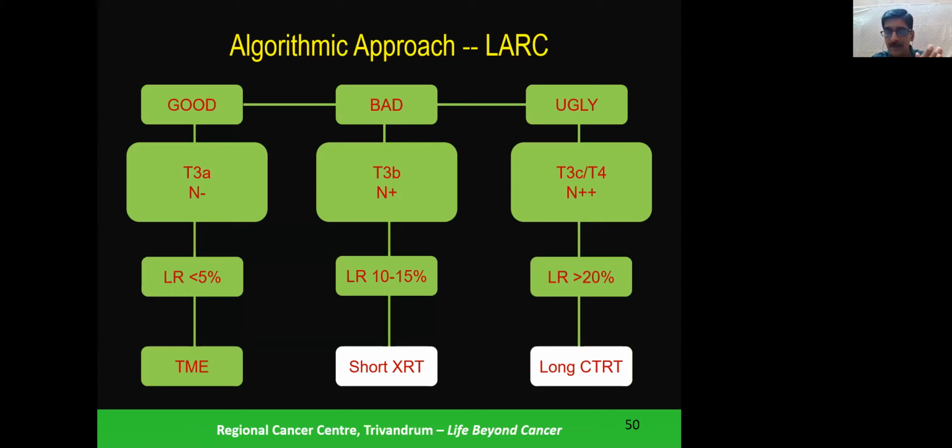The good patients can go for primary surgery. The bad patients have to go for neoadjuvant treatment, and that neoadjuvant treatment can be short course provided your radiation oncologist, so your team, is comfortable doing short course RT. Because I don't know how many centers are practicing the concept of short course RT, but this is a very practical option. The treatment finishes within about 20-25 days and the patient goes home after completing radiation and surgery also. If you cannot do that, you have to go for long course chemo.